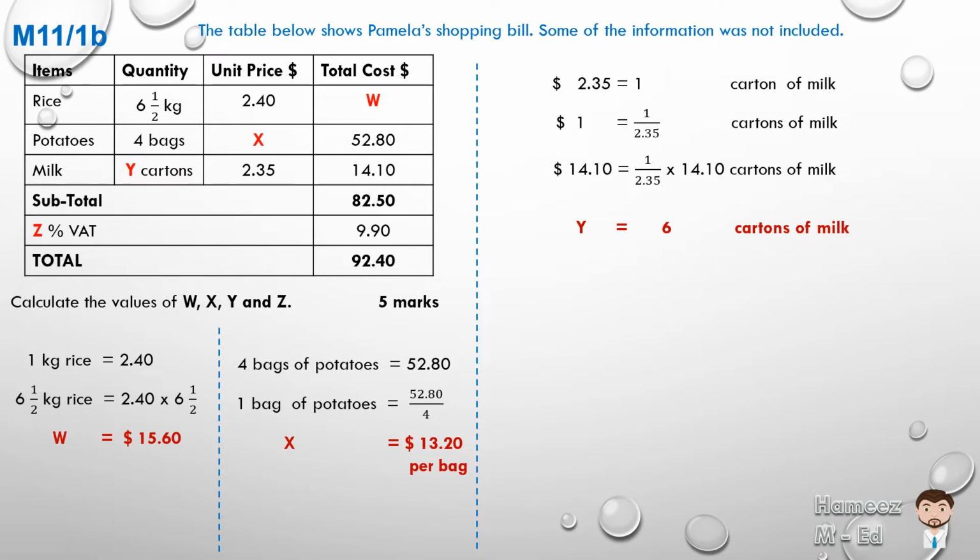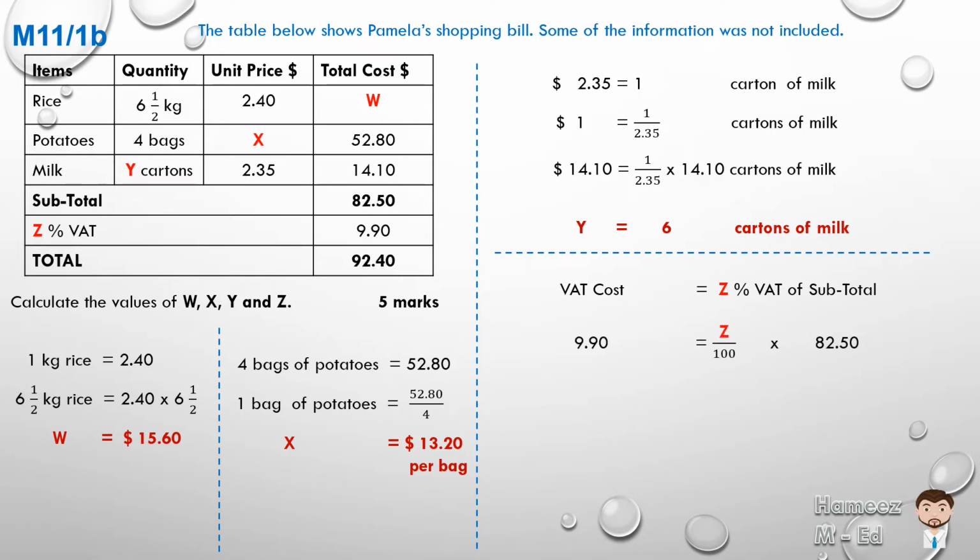And for the last part, for part Z, the total cost of VAT would be Z percentage of the subtotal. And let's substitute what we know. We know the VAT cost of $9.90 is equal to Z percent, which is Z over 100, times what's our subtotal? $82.50, because we're charging VAT on the subtotal.